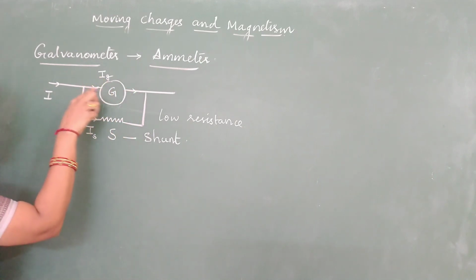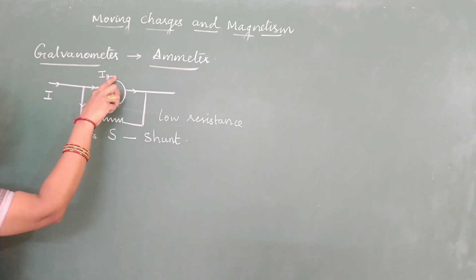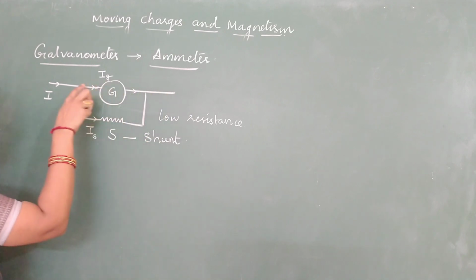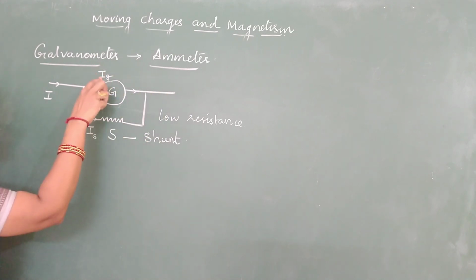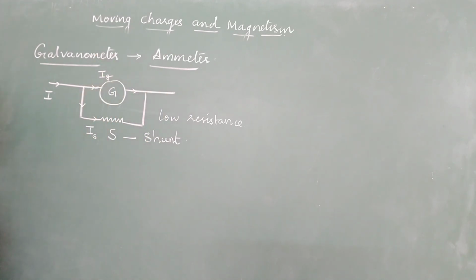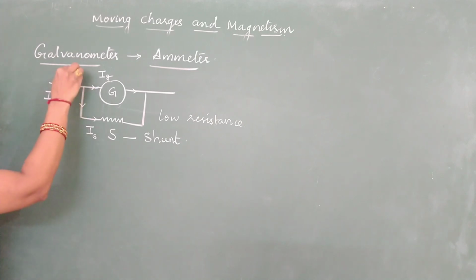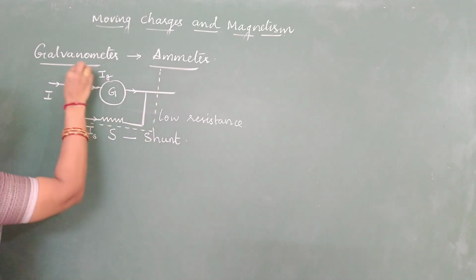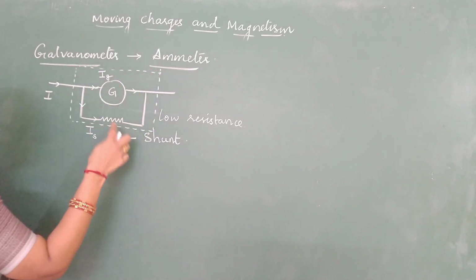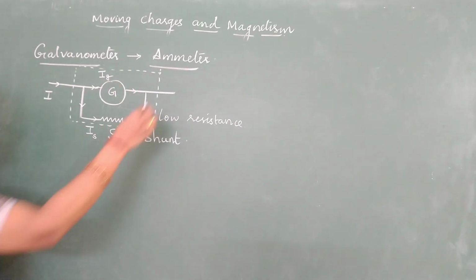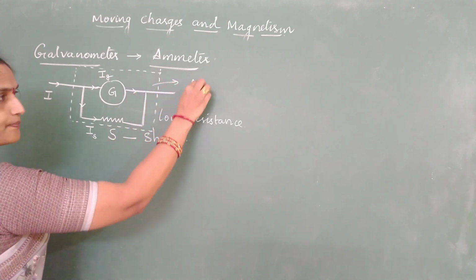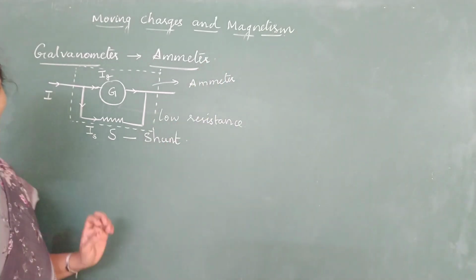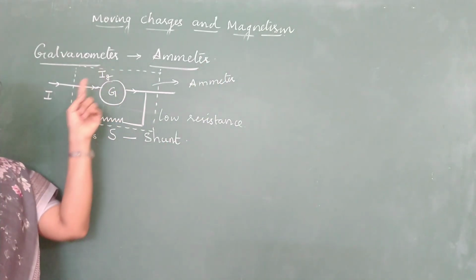Now, is this galvanometer getting a small magnitude of current? Yes, because most of the current was passing through the shunt. And this current is sufficient for producing a deflection in the galvanometer. So this whole device, a galvanometer along with a low resistance shunt in parallel, can behave as an ammeter. But before that, we have to calibrate the readings.